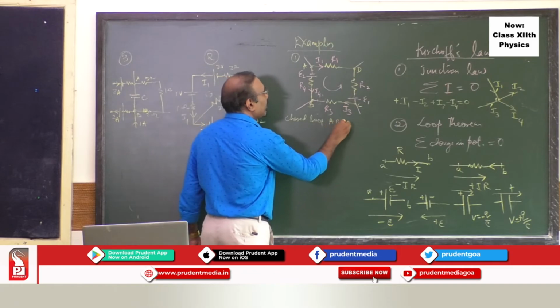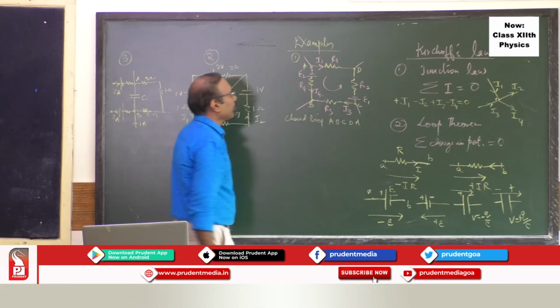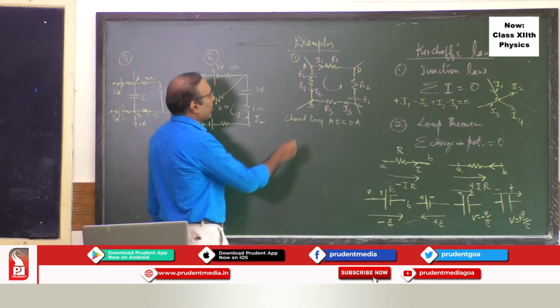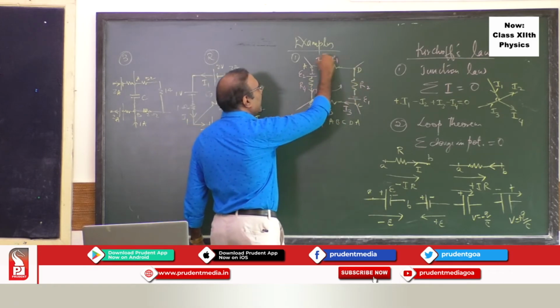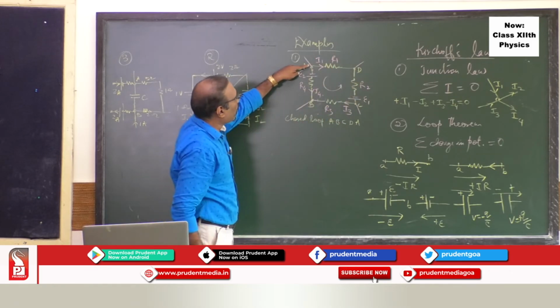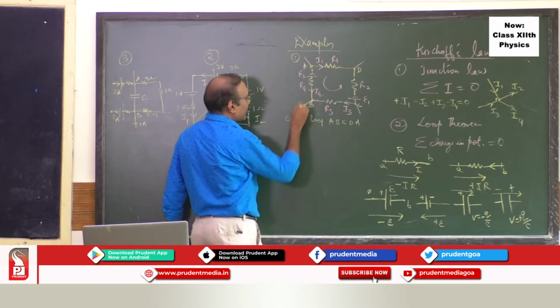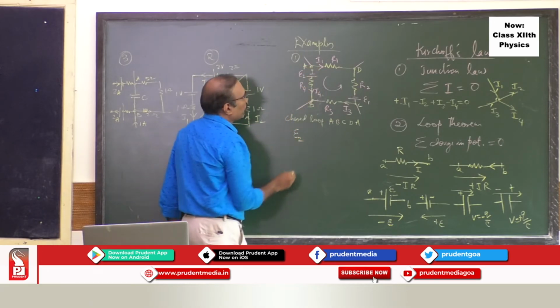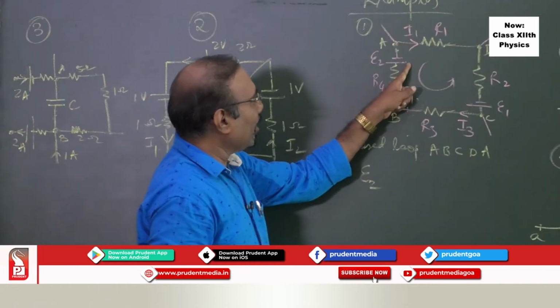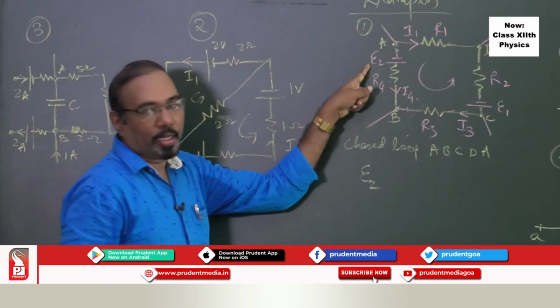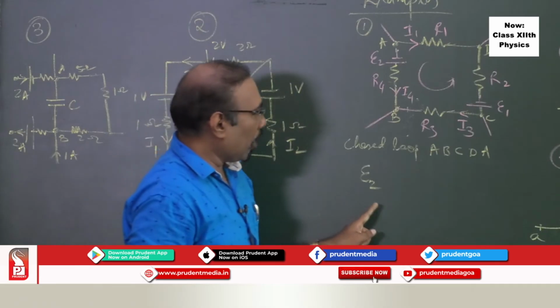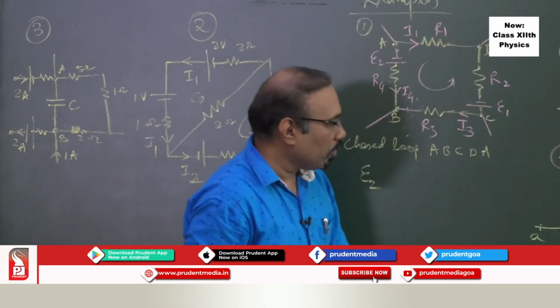A, B, C, D, A. We are taking a closed loop A, B, C, D, A. I start from this point. First element I get from A is E2, the cell. The potential drop across the cell is E2. Now, tell me, should E2 be positive or negative?